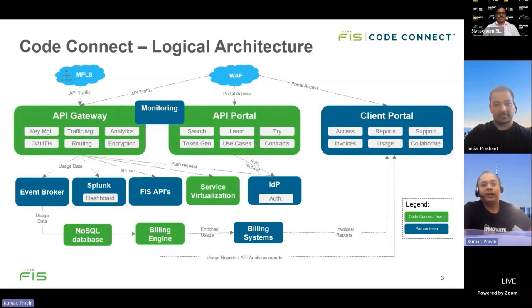Some of the Code Connect features are support of microservice architecture, security and authentication using OAuth 2.0, traffic control and load balancing, caching, logging and monitoring, transformation and aggregation, rate limiting and throttling, API versioning, compliance and governance, and the developer portal. We have great depth in the API catalog on the Code Connect portal.